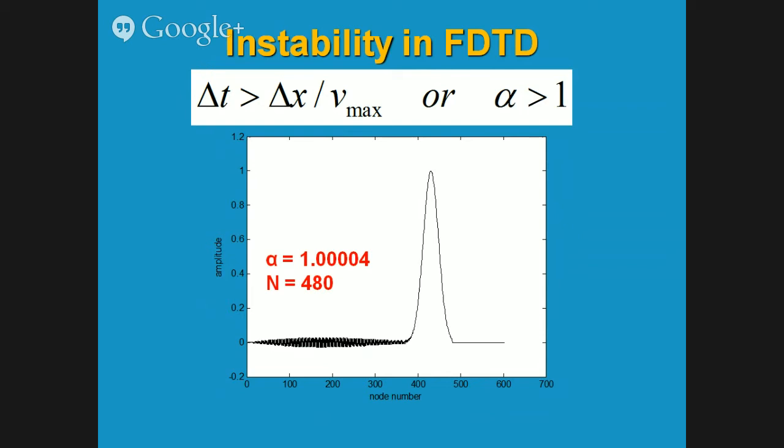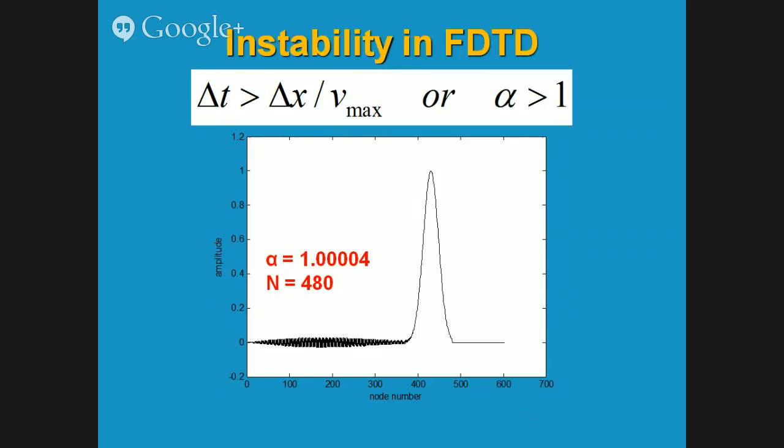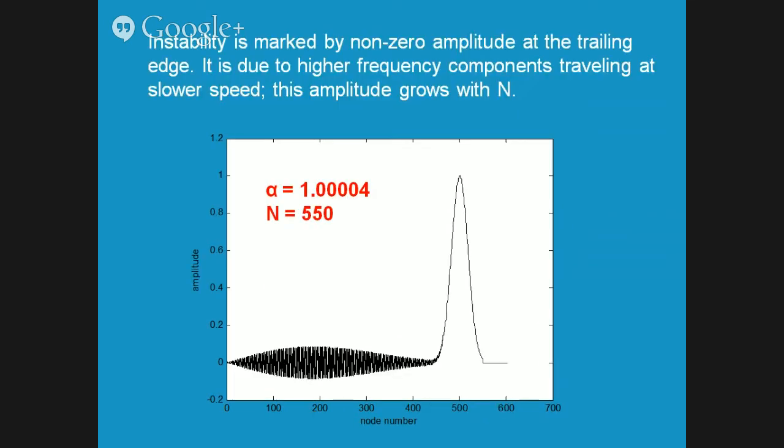Our initial Gaussian pulse was smooth, but when it propagates in the grid with alpha greater than 1, there is a certain amplitude over there at n equal to 480, that is, 480 time steps. Now for the same case we have made it n equal to 550, with the pulse propagating forward. From 480 to 550, the main pulse remains the same, but the tail portion's amplitude has increased.